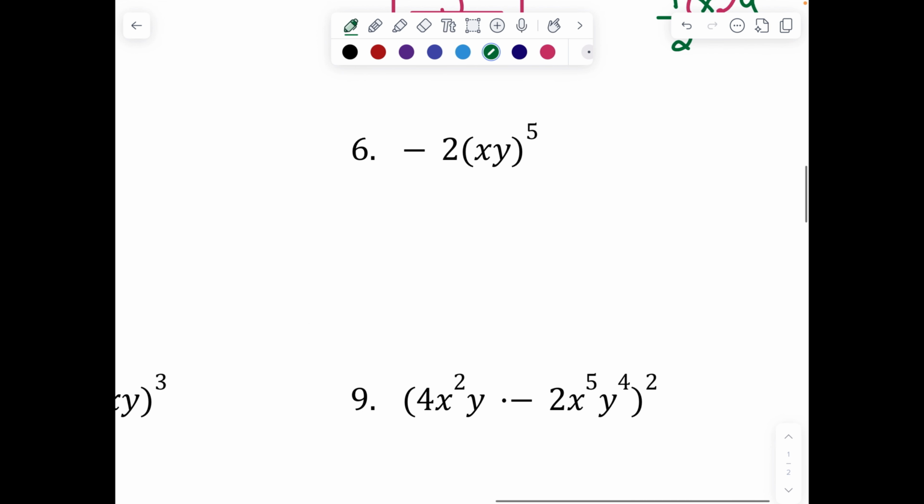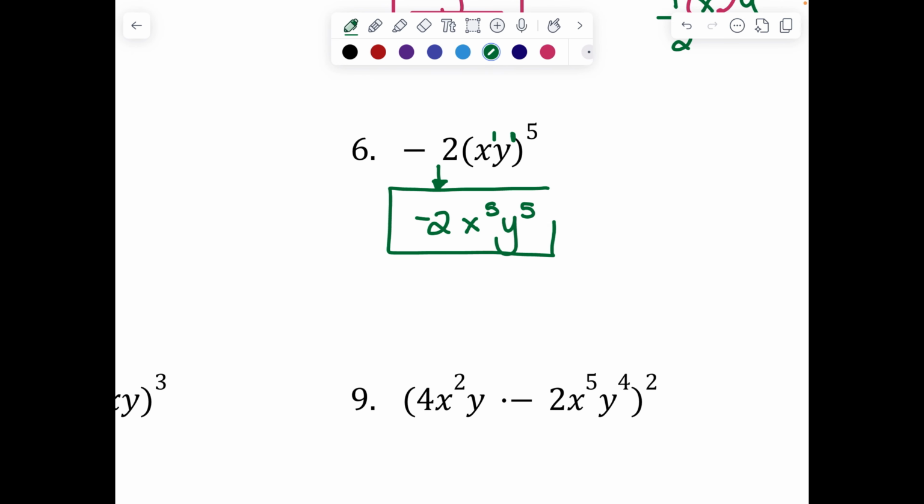Number 6, this negative 2 is on the outside of our parentheses, so it is not being raised to the 5th. So it just comes down as negative 2. My exponents with x and y are both 1. So we're going to say 1 times 5 is 5. And again, 1 times 5 is 5. So our final answer is negative 2, x to the 5th, y to the 5th.